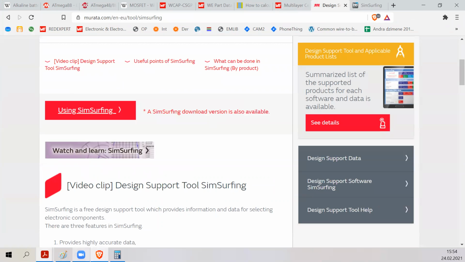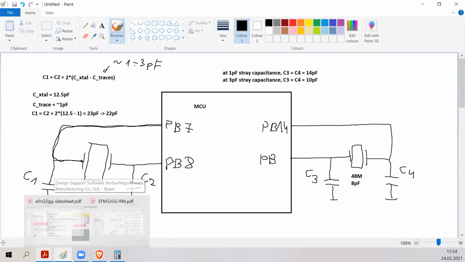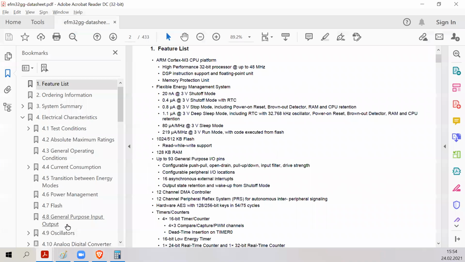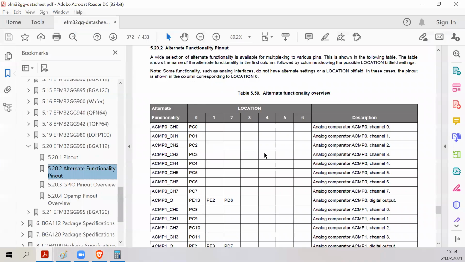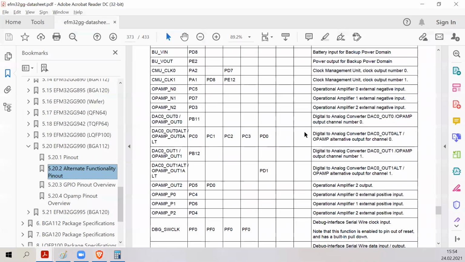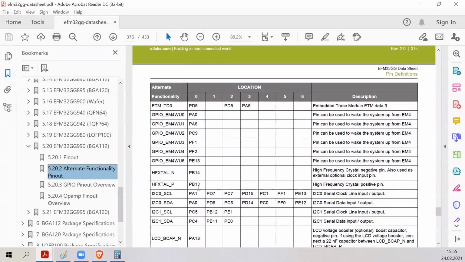Okay, and now that's the precision. This was something like port B14 and port B15, I guess. Let's see. Just to have a complete picture.